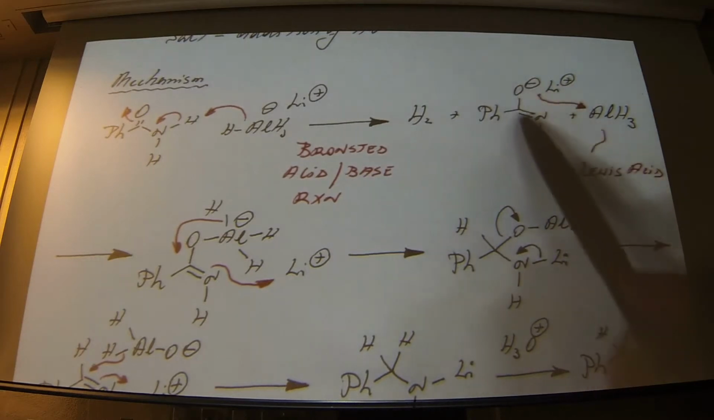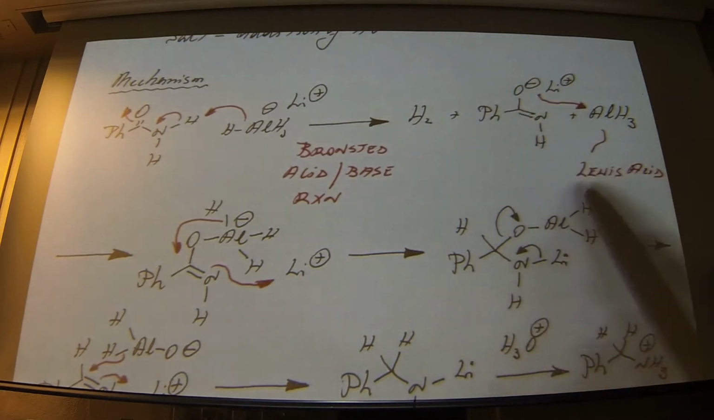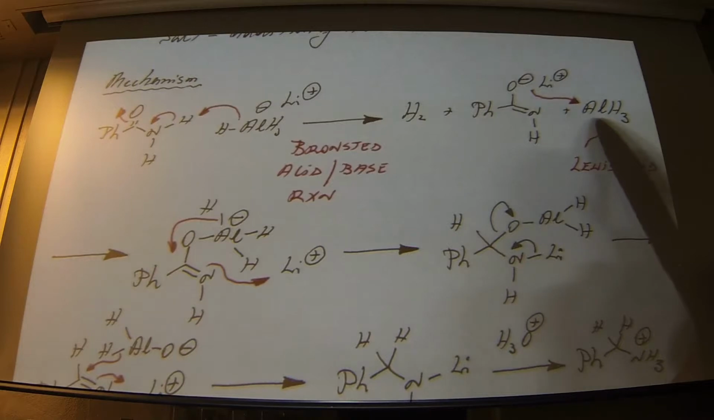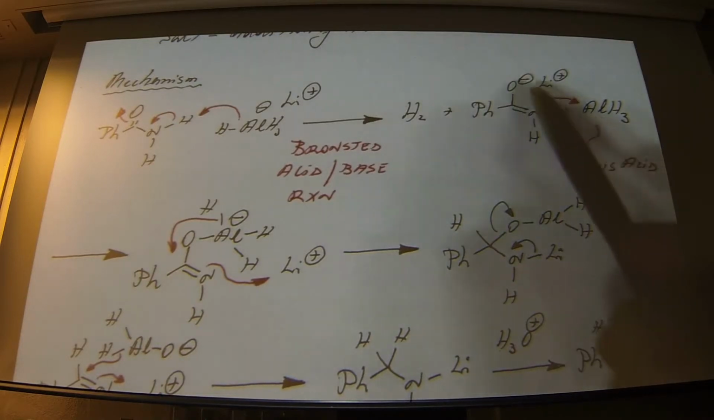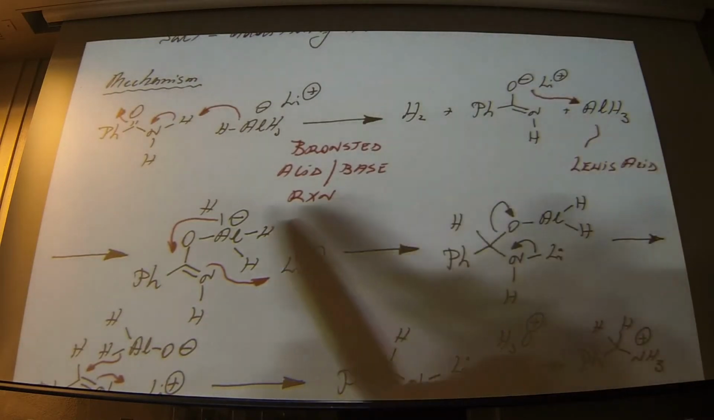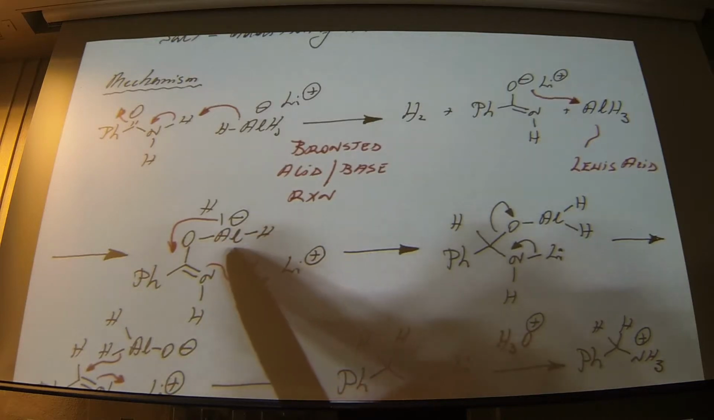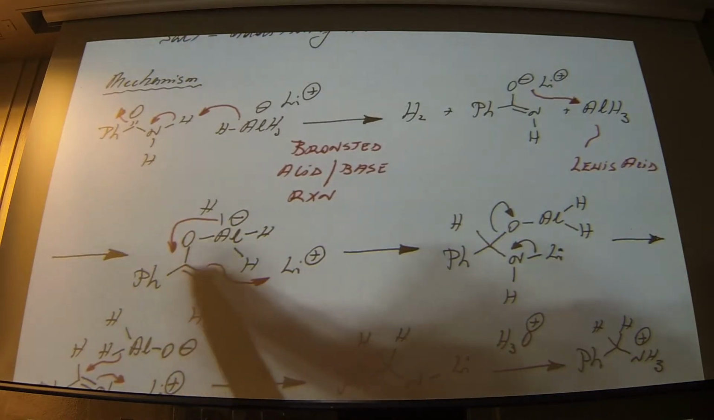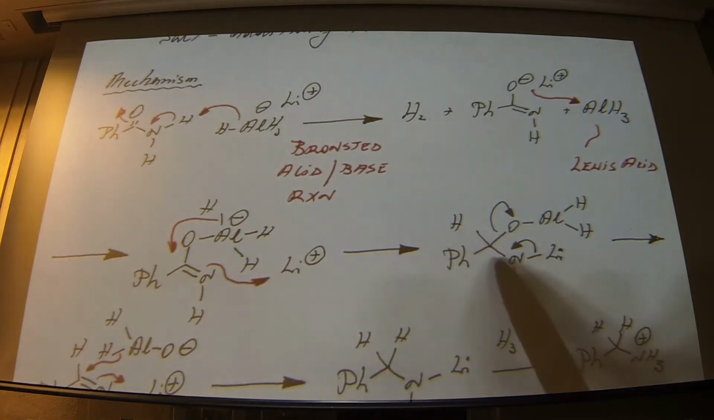It kind of looks like an enolate. And it also generates alane. AlH3 is alane, like borane. Base, acid. And now, notice that I have a hydride again. I have an aluminum hydride, so the aluminum has a formal negative charge. That hydride gets transferred to the CN bond to give me this species.